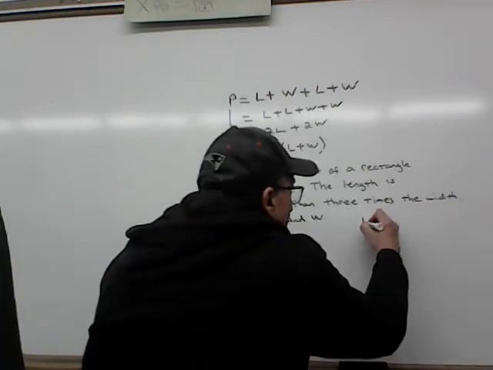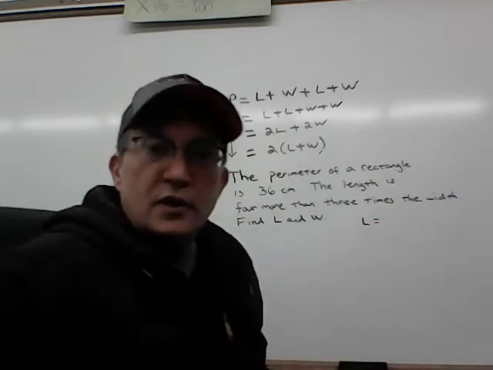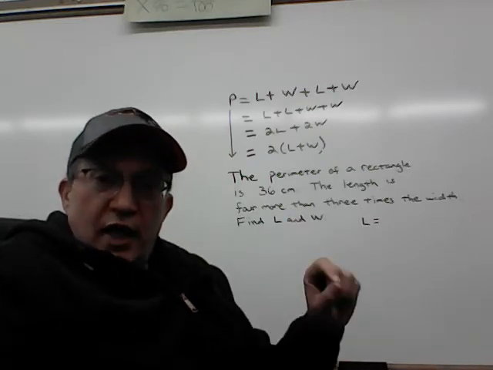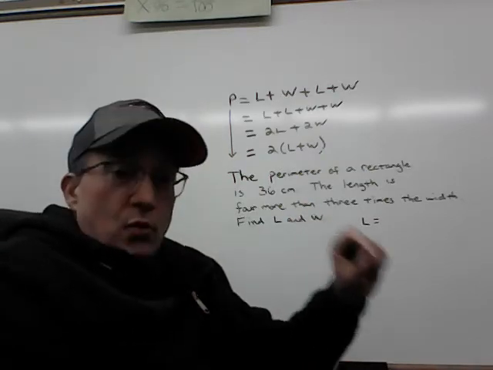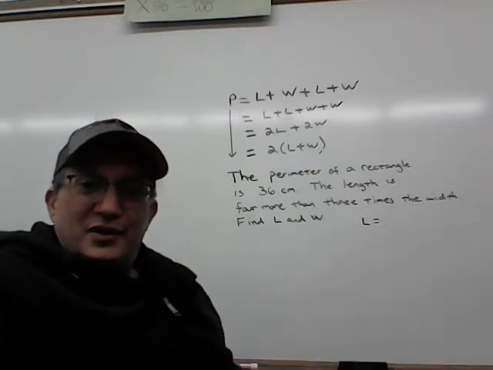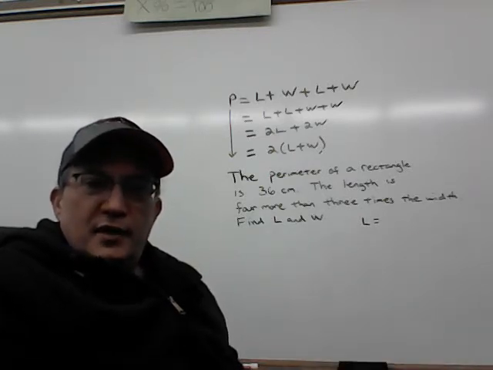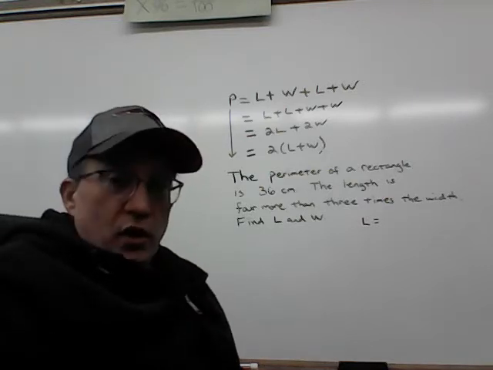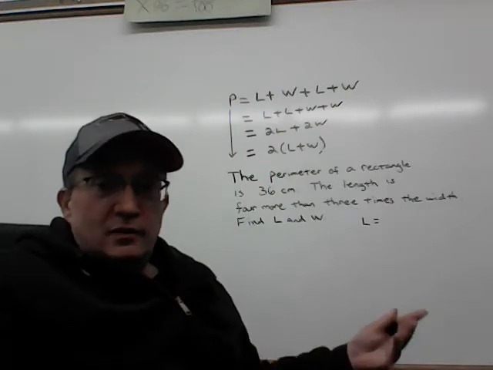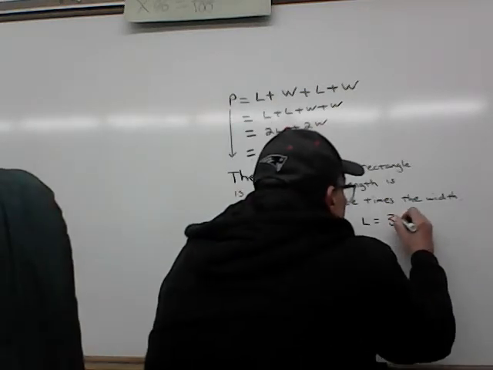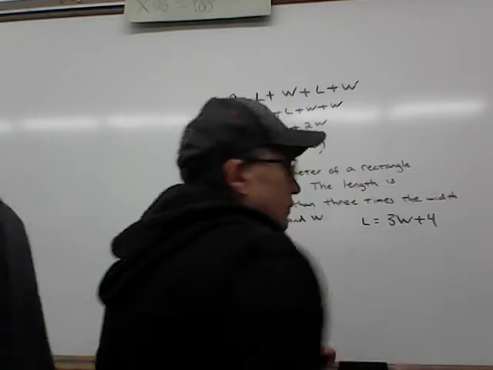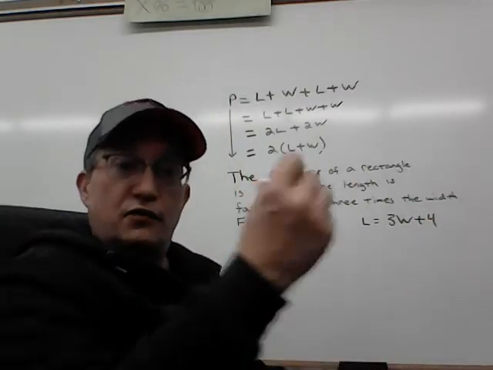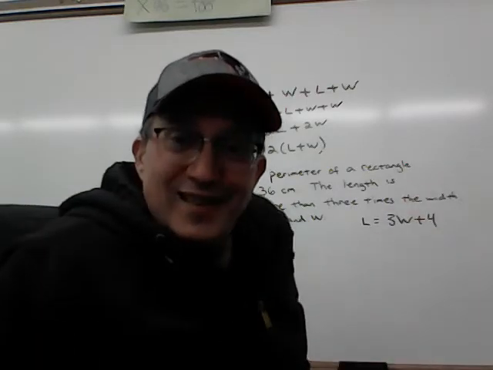Let me write L equals, and see if you can figure out how to represent symbolically that the length is 4 more than 3 times the width. It's not that hard. What do you think? Pause if you need to. The length is 4 more than 3 times the width. Well, of course it's that. That says that L is 4 more than 3 times W.